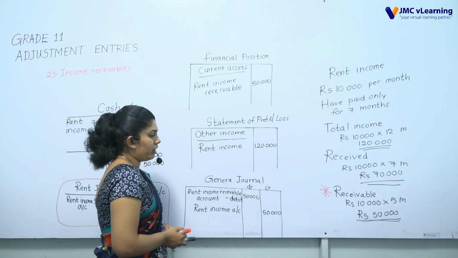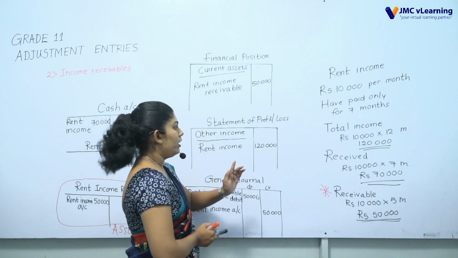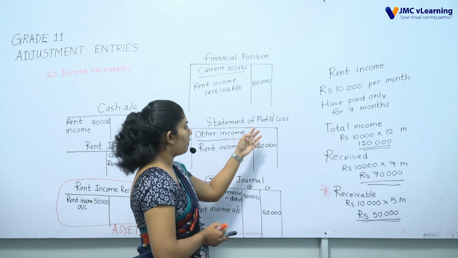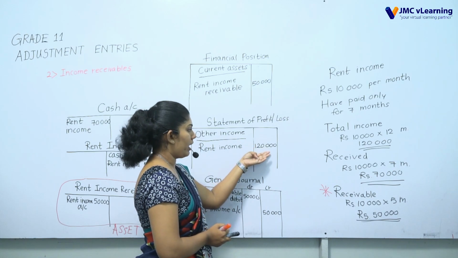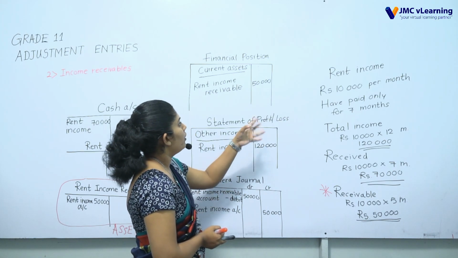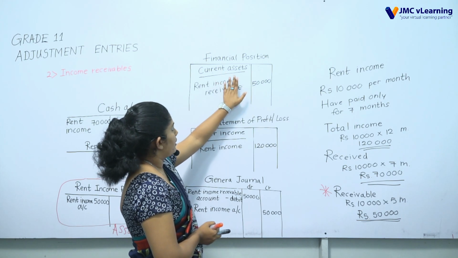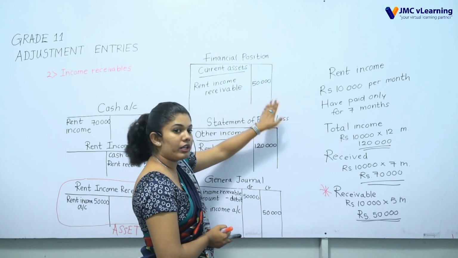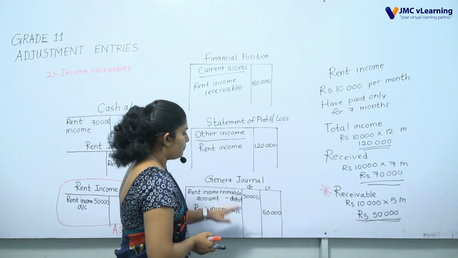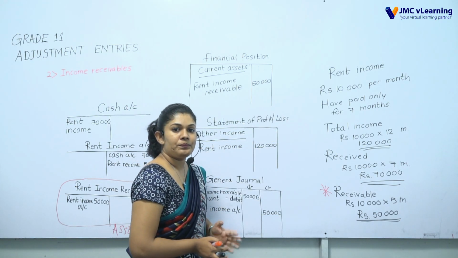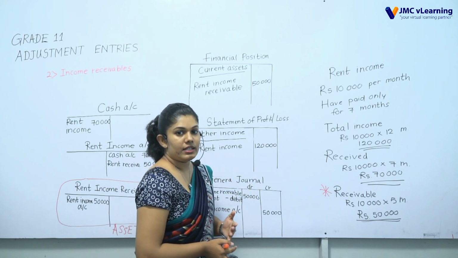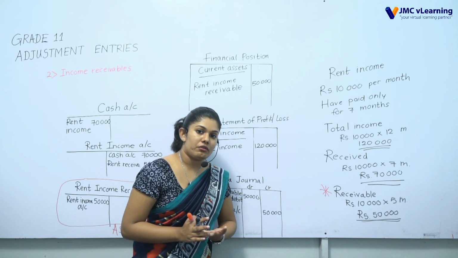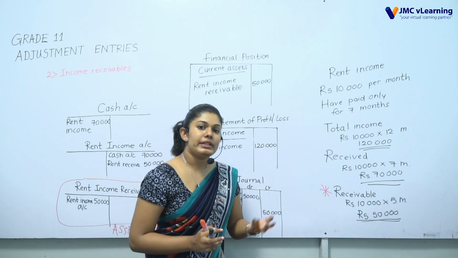So, you have to remember these main points. You have to record all the rent income relevant for the year under the profit or loss statement, identifying it as other income. And you have to recognize this in the financial position, the rent income receivable as an asset and record accordingly. Then, our next adjustment entry is somewhat different from these two. Now you know how to account for accrual expenses and income receivable.